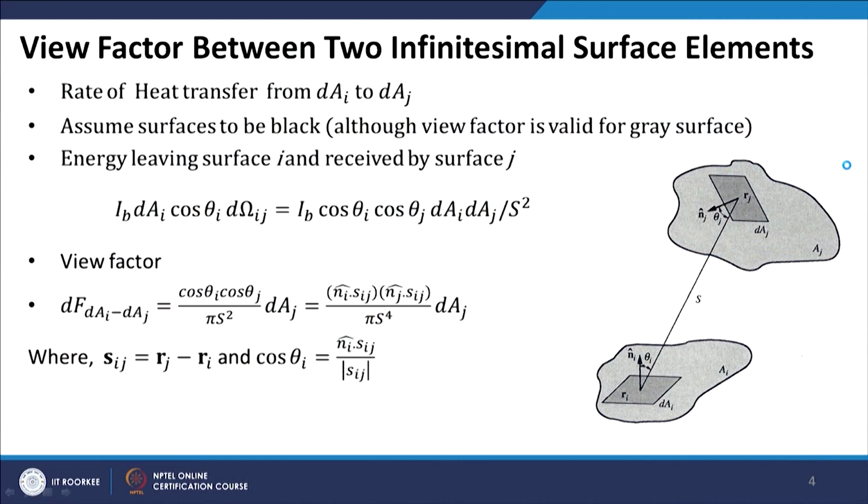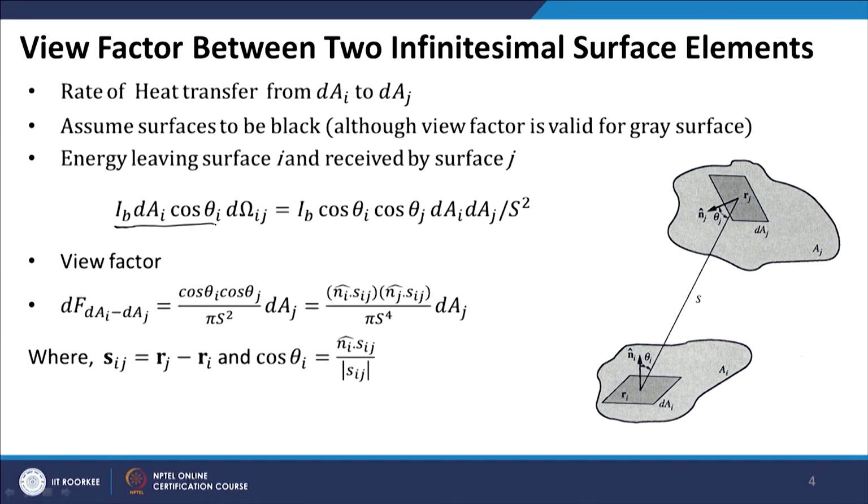Energy leaving surface AI and travelling to surface AJ is calculated based on the intensity of black body radiation, IB. The total amount of energy emitted by surface AI depends on the black body intensity IB, which we know is the energy emitted per unit solid angle per unit area normal to the rays. So we have to multiply by the projected area dAI cos theta I to calculate the total energy, and multiply by the solid angle between surfaces I and J, that is d omega IJ.